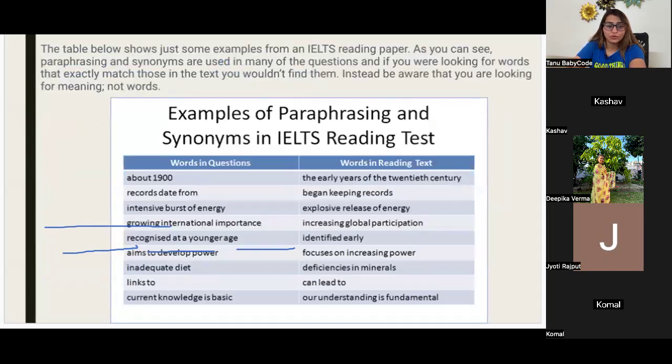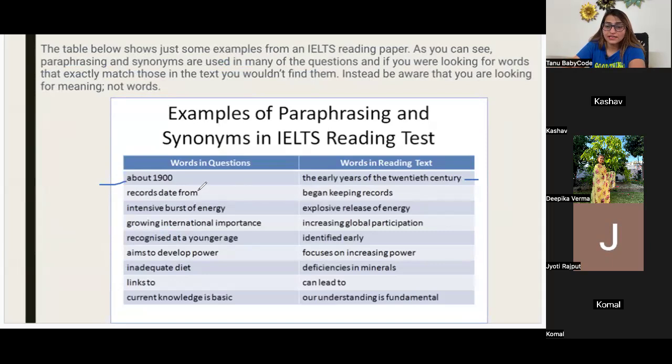Let's look at some more paraphrasing examples which you get in your reading test. Now, suppose in the question you have about 1900. And in the reading test, that means in the passage, you may get early years of 20th century, right? These are the examples. These are taken from the reading test only.